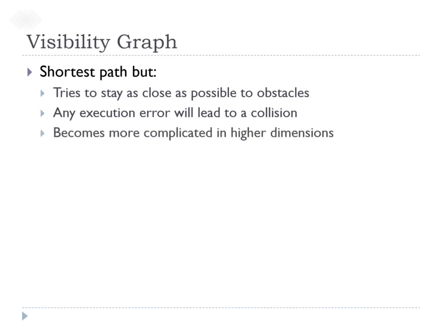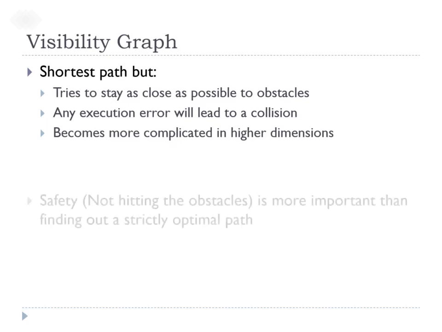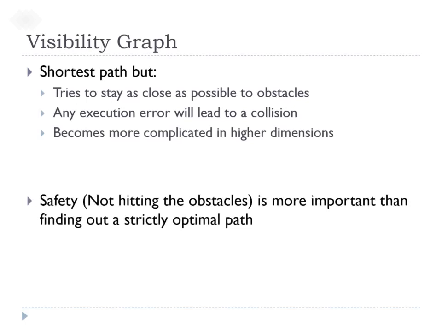It becomes more complicated in higher dimensions. If we even consider visibility graphs in a three-dimensional scenario, then it becomes very highly complex. So safety is more important than finding a strictly optimal path in many scenarios. Not hitting the obstacles is very important.